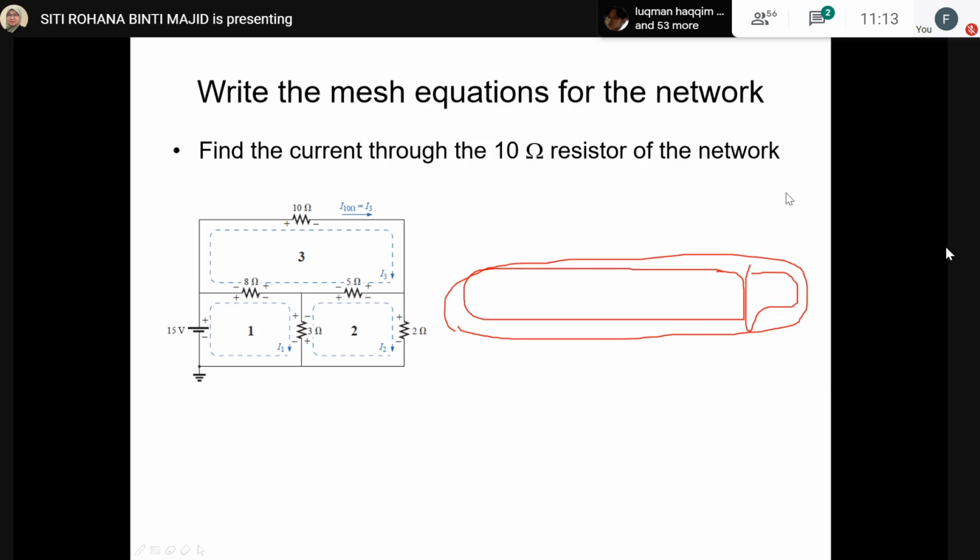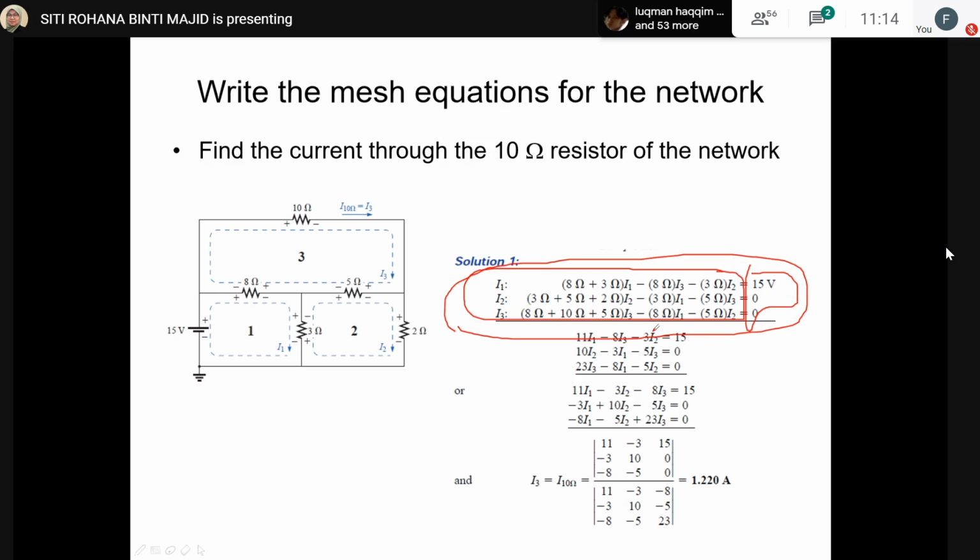Okay, so the next part, you have the three simplified equations for I1, I2, and I3, and then you can distribute all the values into a column I1, I2, and I3 if you want to use Cramer's rule, and then you will get the value of I3. If you want to use simultaneous equations, you have to be careful because in each equation, 1, 2, 3, they have I3.